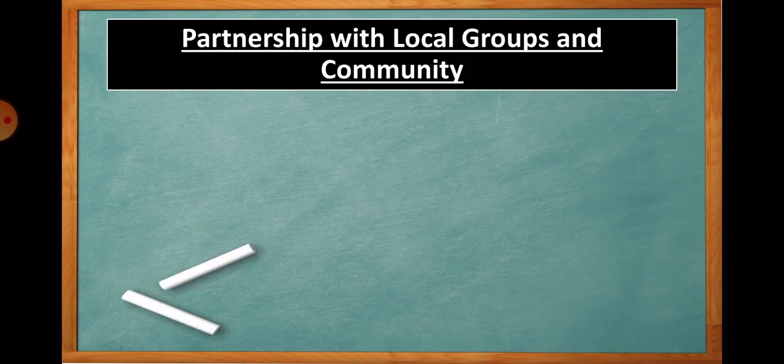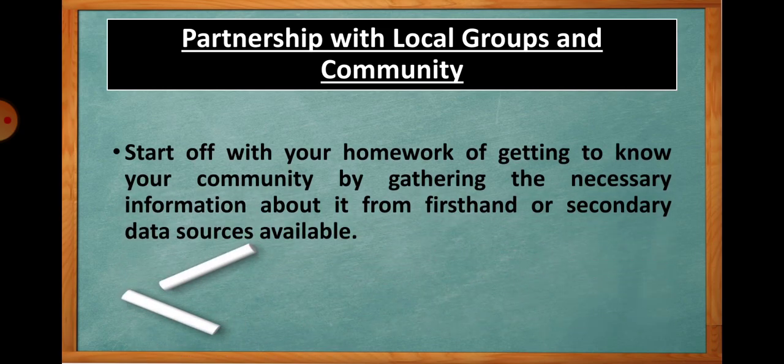Okay. Let's go to the partnership with local groups and community. You can start your research by engaging with your subject community. Start off with your homework of getting to know your community by gathering the necessary information about it from first-hand or secondary data sources available, such as the internet, related books, news articles, and interviews. So after your data gathering, you now start building trust, which is a critical part of your community research.